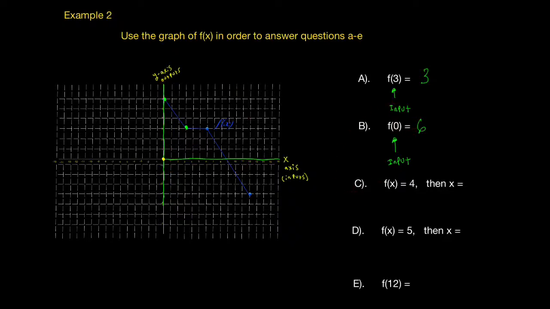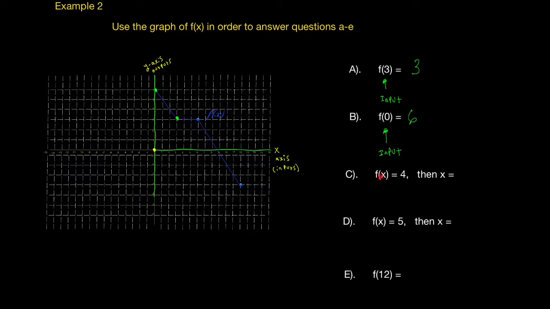Let's move on to part C. So this time we're given the output. f of x equals 4. Then x is going to be equal to, that's what we're trying to figure out. So here we're going to make use of the outputs this time. And here I'm getting an output of 4, so let's look at the y-axis and let's search for 4, which is right here. And now I'm going to go towards my blue graph to get the x value.